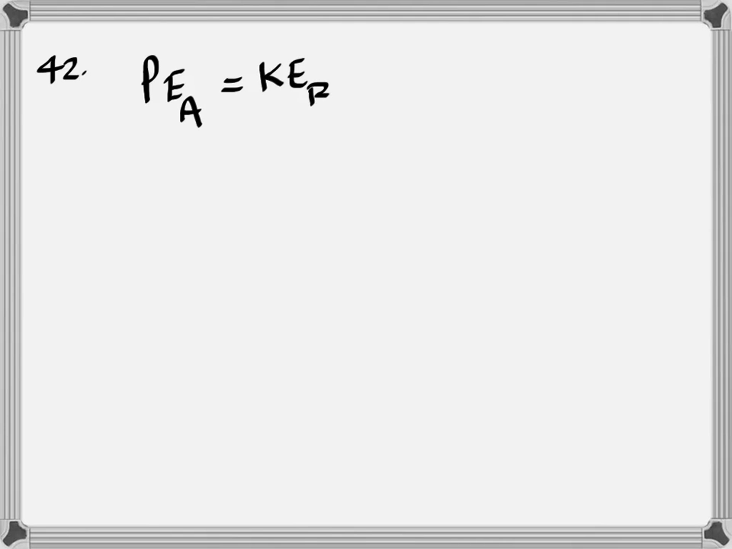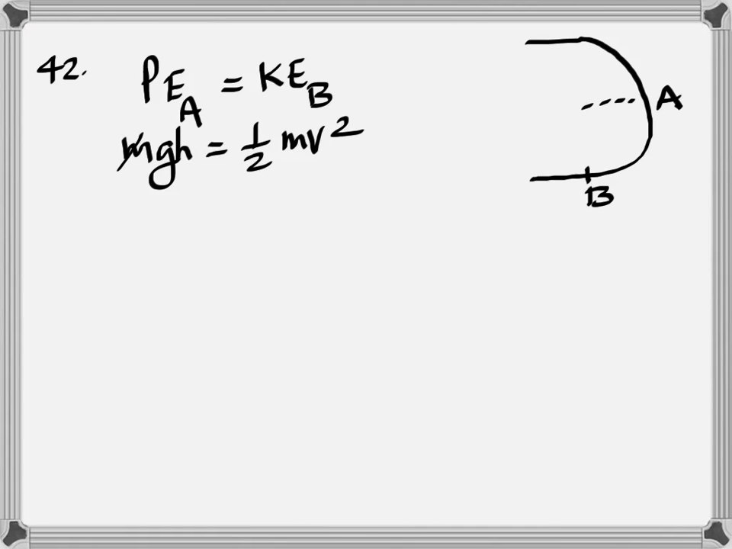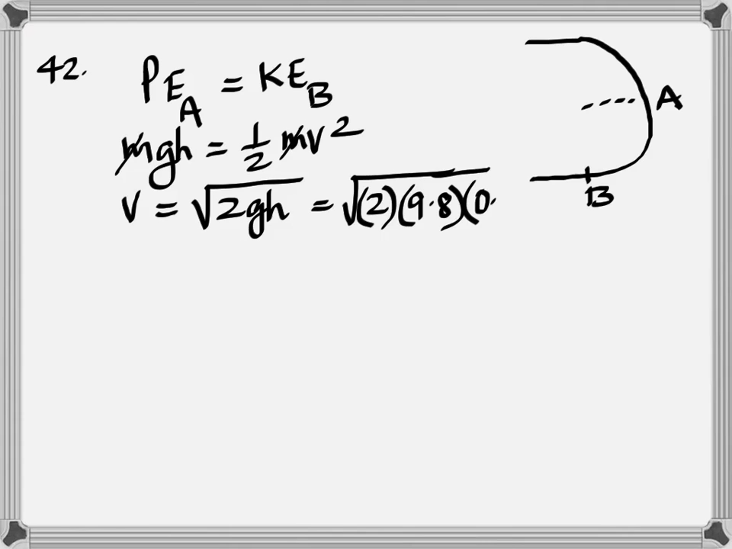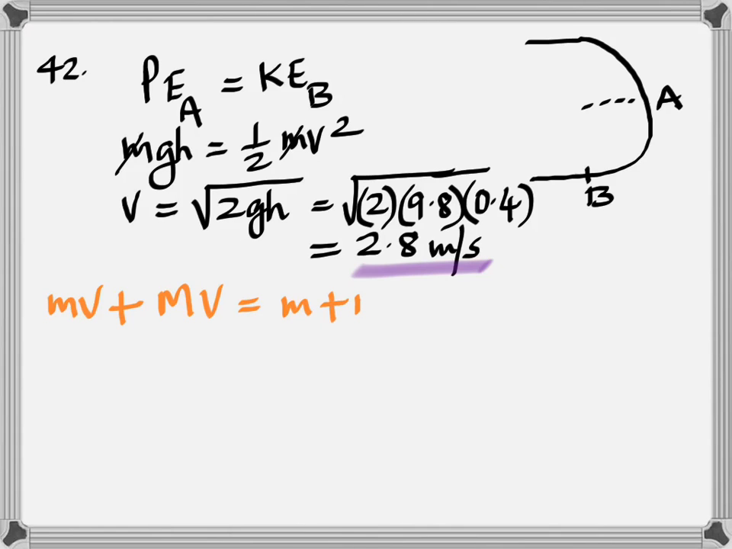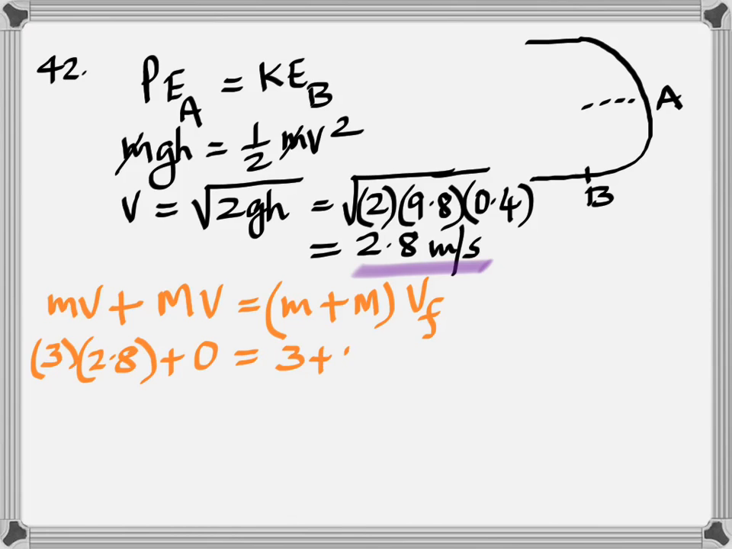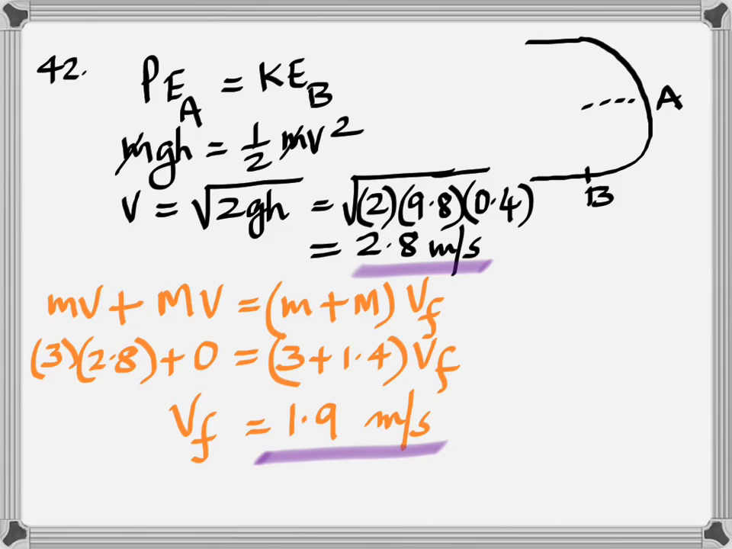So potential energy at A is equal to kinetic energy at B, from which you can find the velocity with which it's going to strike. You get it as 2.8 meters per second. The second object is initially at rest. So now you can apply the conservation of momentum, and they do stick together, so their masses are added. And you can so find their speed after collision. It's 1.9 meters per second.